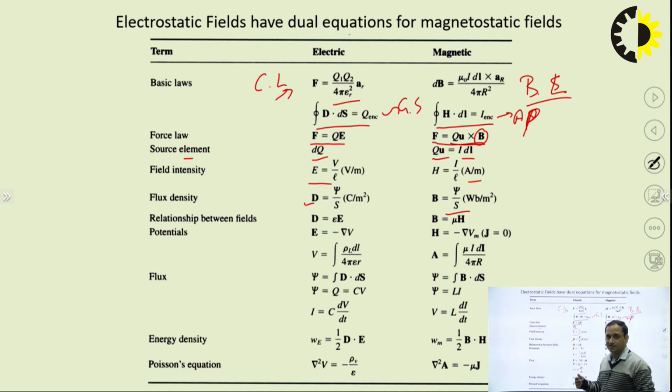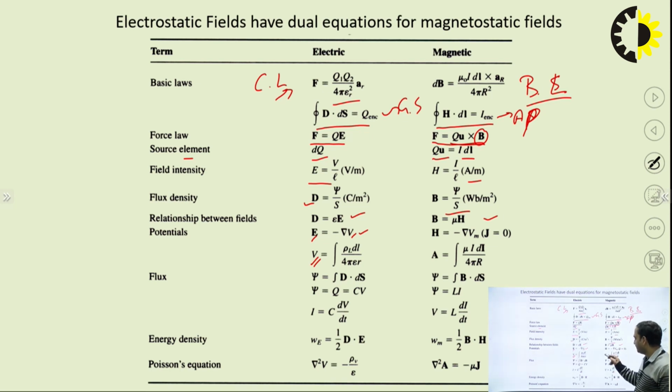But the significances are different. So, relationship between the fields: D is equal to epsilon E and B is equal to mu H. Here we have the potential, E is equal to minus del V. When potential is known to us, then we can calculate the E, or when we have the line charge, for that the potential will be rho L dl upon 4 pi epsilon naught R.